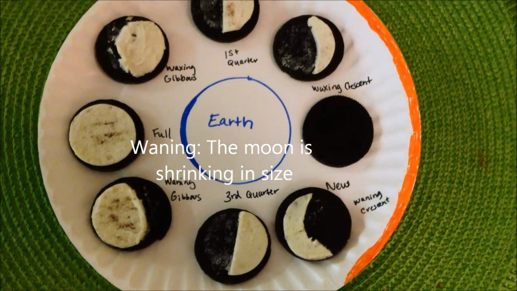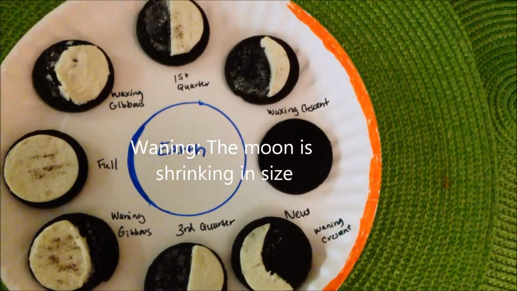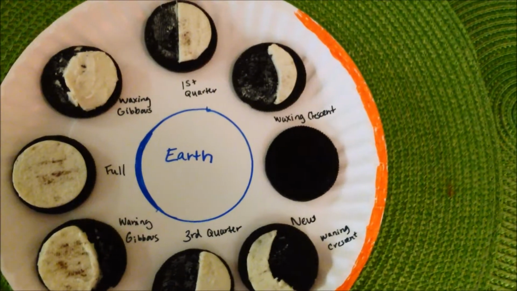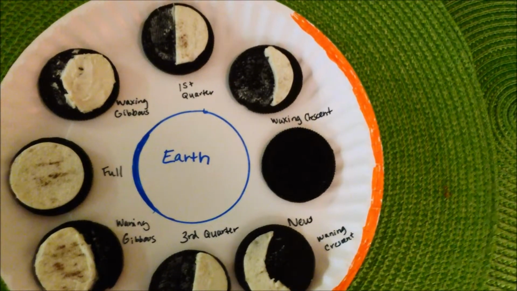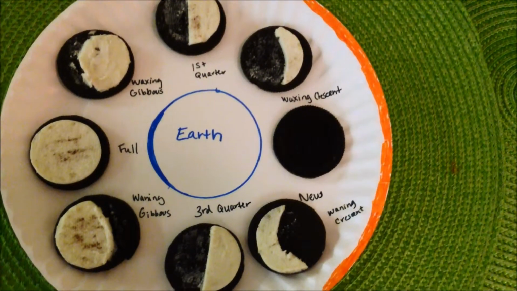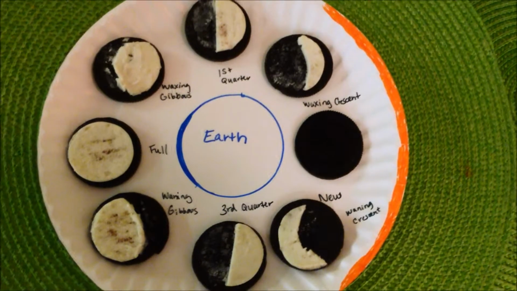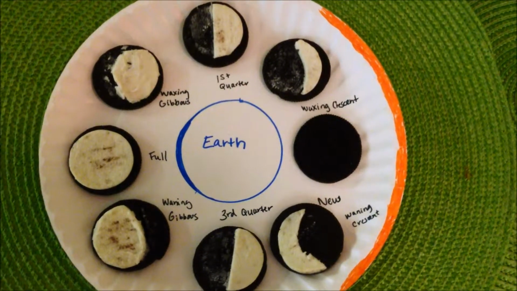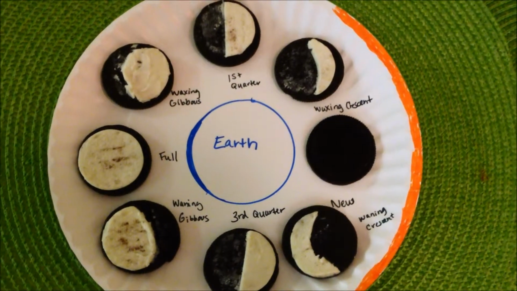A waxing crescent appears after the new moon when the sunlit portion is growing, but it is less than halfway lit. After the first quarter, the sunlit portion is still increasing but is more than halfway lit. This is a waxing gibbous.